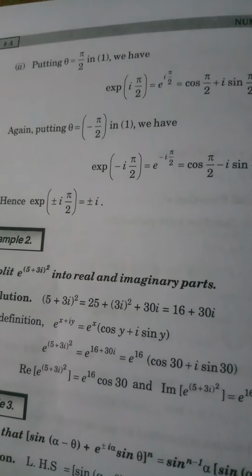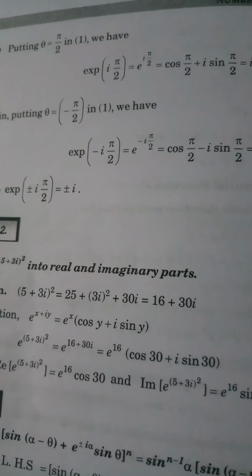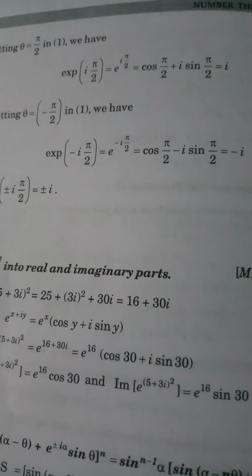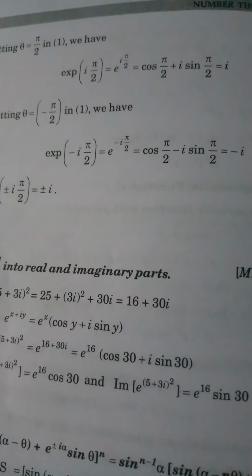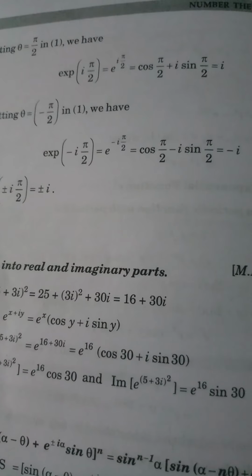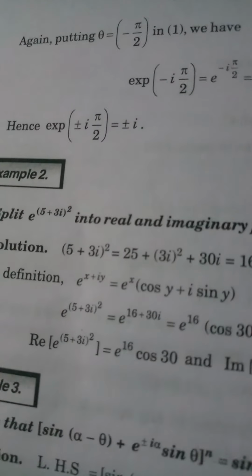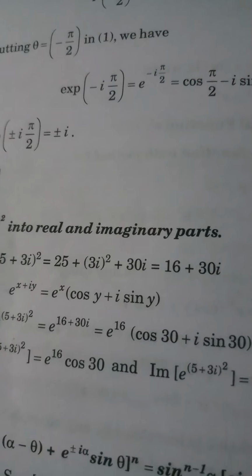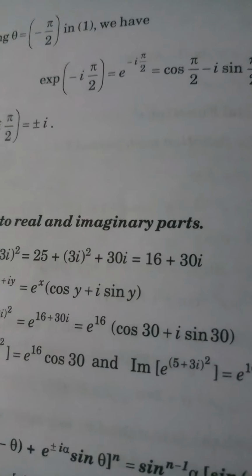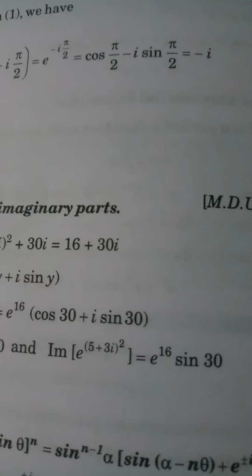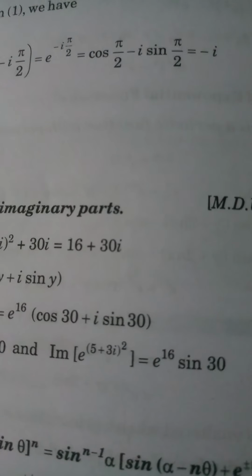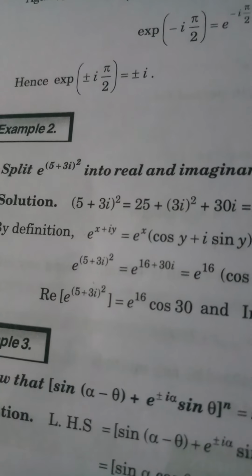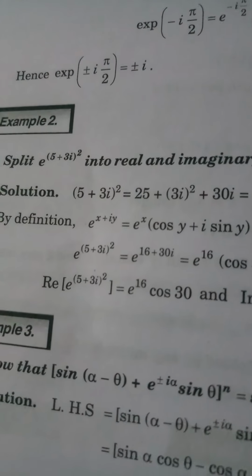Putting θ equal to π/2 in 1, we have e^(iπ/2) equal to cos π/2 + i sin π/2, which is equal to i. Again, putting θ equal to −π/2 in 1, we have e^(−iπ/2) equal to cos π/2 − i sin π/2, which is equal to −i. Hence, e^(±iπ/2) is equal to ±i.